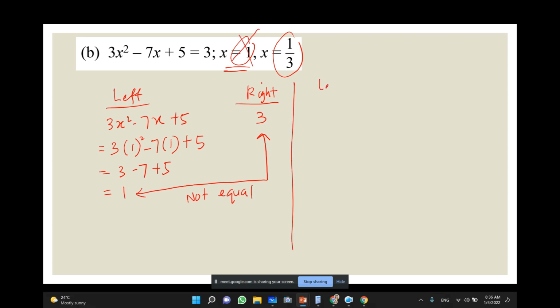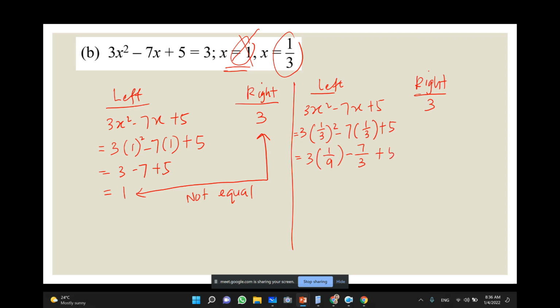Now we look at the second one. It's the same thing, keep repeating. So the right is 3. This is 3x squared minus 7x plus 5. Substitute the value of x as what now? x is 1 over 3, correct. Minus 7 times 1 over 3 and plus 5. So how much is 1 over 3 squared? 1 over 9. Very good. 1 over 9 minus 7 times 1 over 3, which is 7 over 3, plus 5.